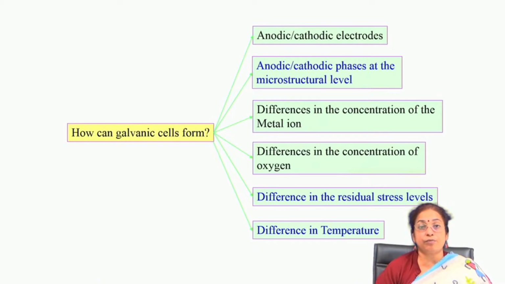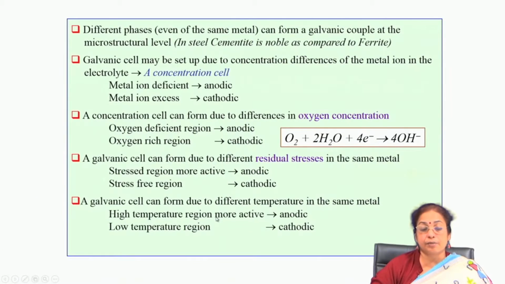Similarly, if there is a difference in temperature, usually the high temperature regime acts as an anode as compared to the low temperature regime, as a result of which you will find that more corrosion attack is there in the high temperature region. So, different examples are also shown here.